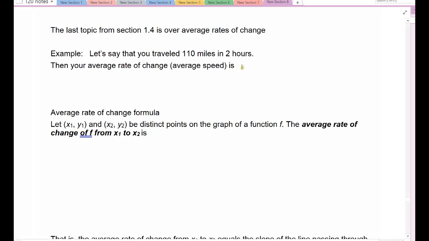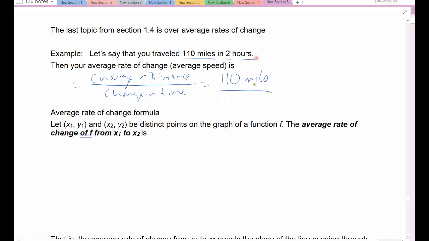And so the average rate of change in this case would be the change in distance over the change in time, if you can read that. So change in distance over time. The distance we went is 110 miles. It took us the change in time of 2 hours. Divide that out, it's 55 miles per hour, which is a speed, right? That's how fast you traveled on average.